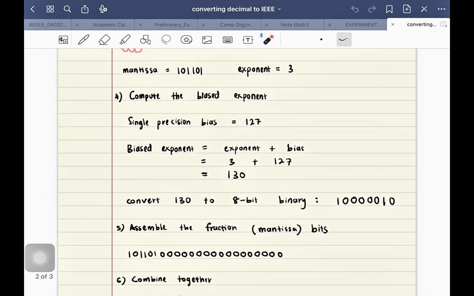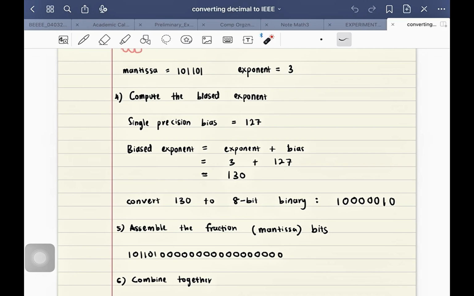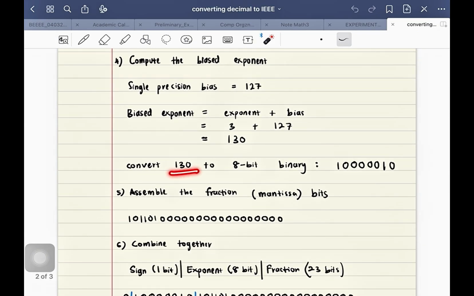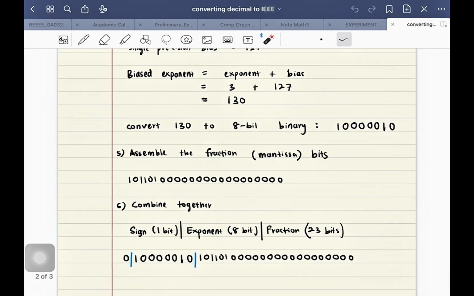Next, compute the bias exponent. In single precision, we need to add 127 to the exponent, which will give us 130. Then we convert 130 to 8-bit binary, which will give us 10000010. Next, assemble the fraction or mantissa, where we add 0s to the number until the total is 23 bits.